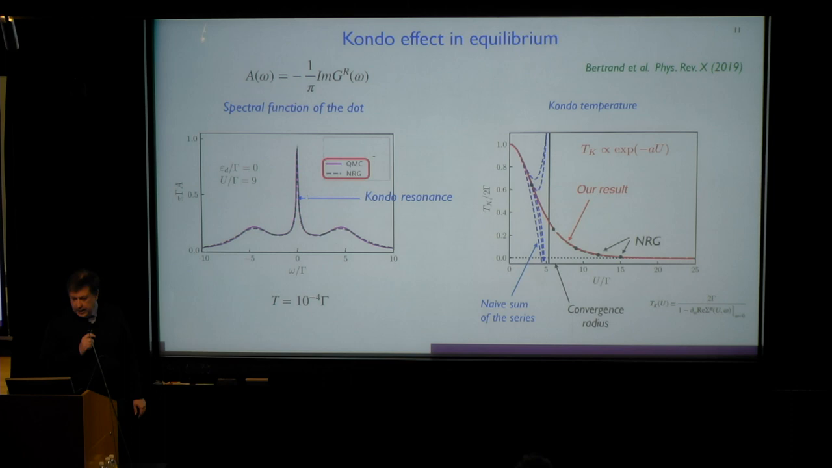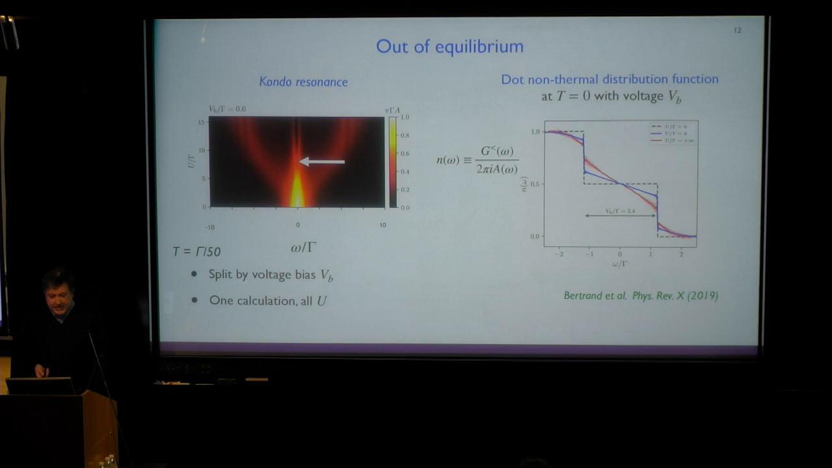We can also do non-equilibrium calculations with exactly the same technique. That's again the Kondo resonance. It's the same graph as a function of frequencies, but stacked for all different values of U in a color plot. So if you take a horizontal slice, you'll get the graph I had before. You can see the formation of the Kondo resonance here, close to the arrow.